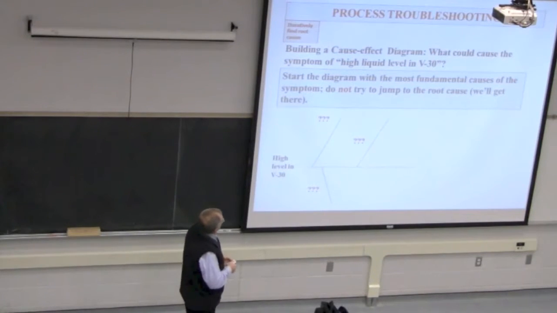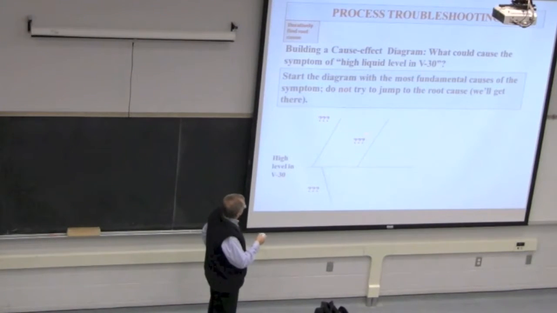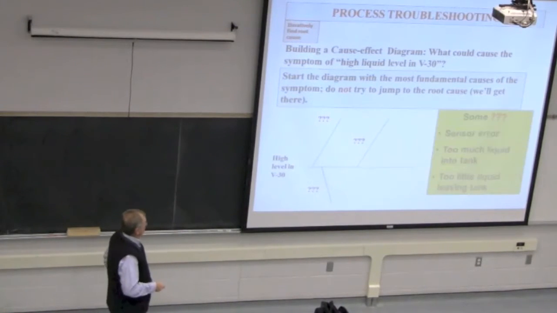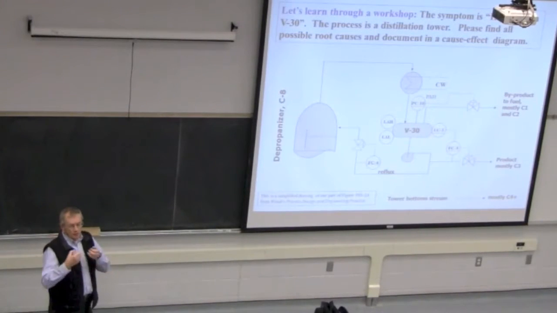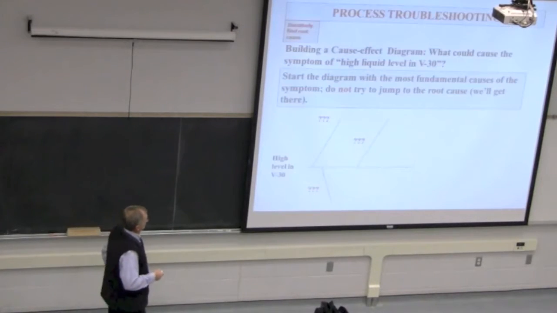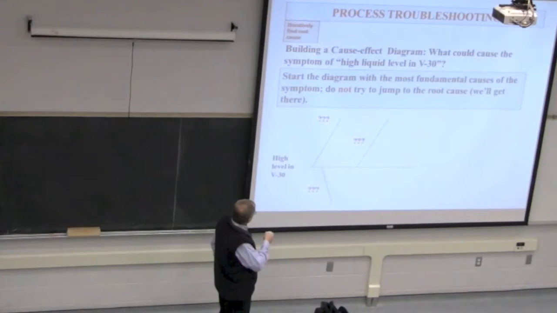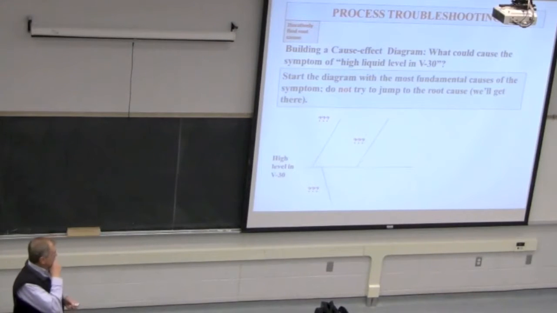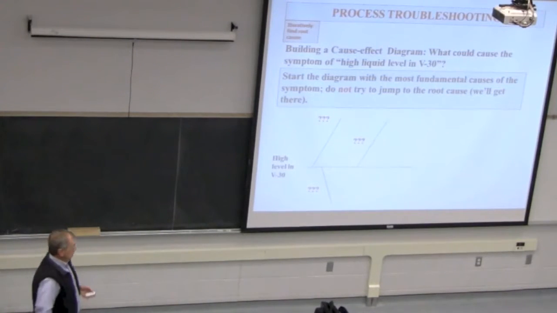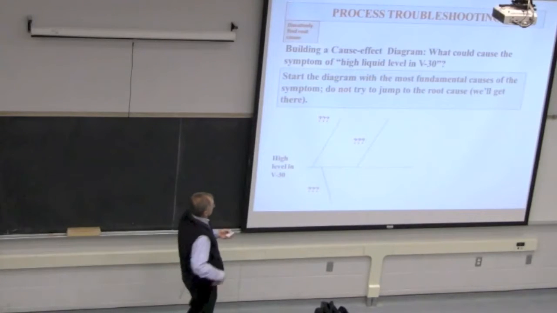So what I'd like you to do is to try and come up with three things that would cause that high level in the drum, that we can then work backwards from to finally ultimately find the root cause. Okay? There are three that are very fundamental that are always going to occur. One of these three, I think, has to be true for this symptom to appear. So take a couple of minutes and work with your friends on what could be these three, which will then branch further.